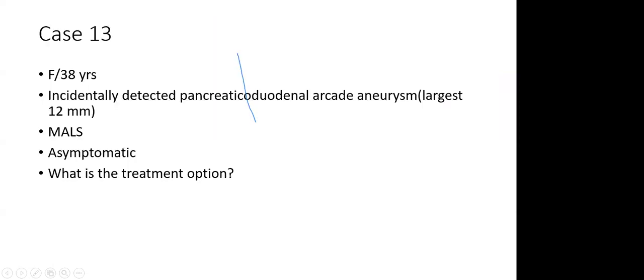Okay. So this is another case that I have not treated, but I kept it here for discussion purposes. A female, 38 years old. She underwent an ultrasound abdomen for some mild abdominal pain or discomfort, and was detected to have a pancreaticoduodenal arcade aneurysm along with MALS. She has no weight loss and no significant abdominal pain.